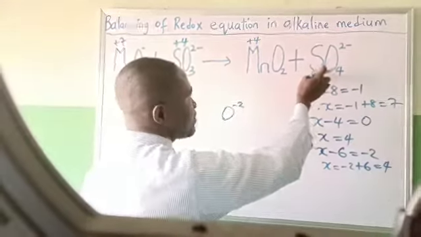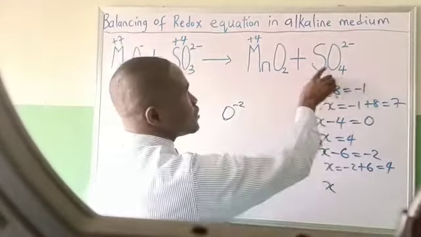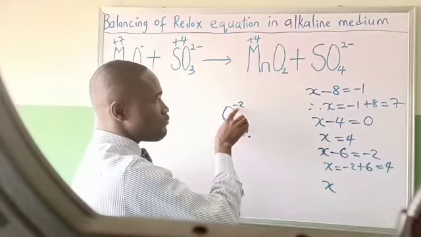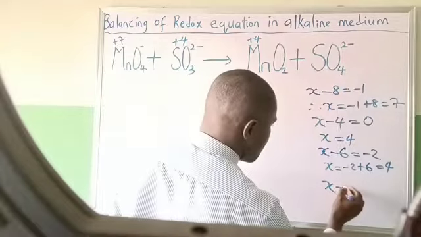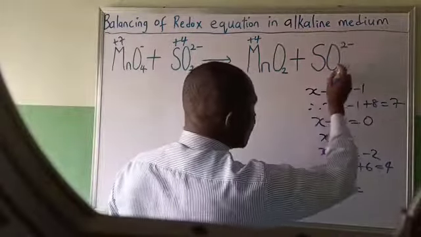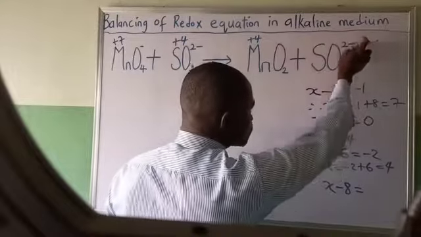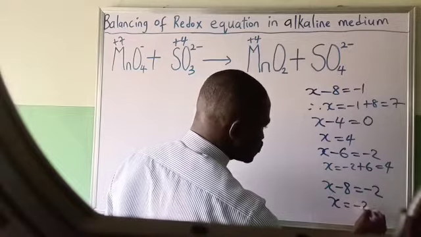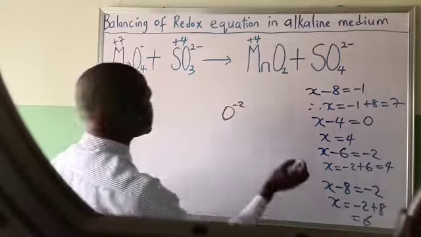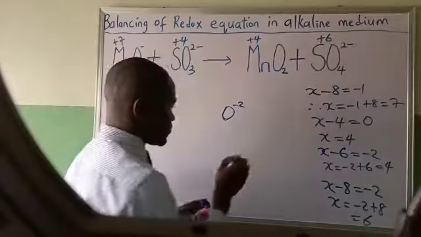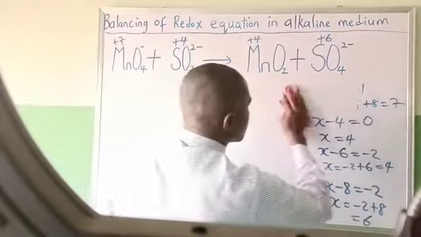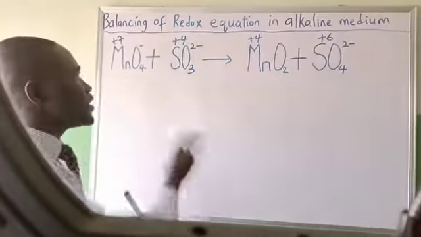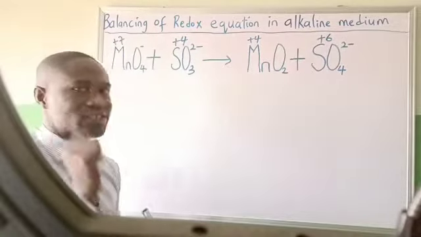We come to this side, make S the subject of the formula. Oxygen has intrinsic charge or oxidation number of -2. -2 times 4 is -8, equal to the overall oxidation number of SO4, which is -2. X will be equal to -2 plus 8, equal to 6. Here is +6. We have succeeded in getting their oxidation numbers or their charges.